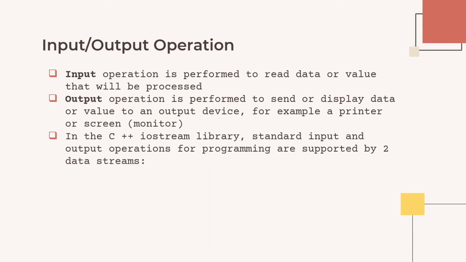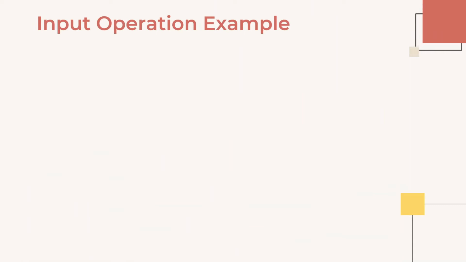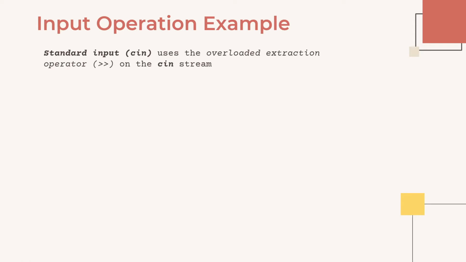In the C++ iostream library, standard input and output operations for programming are supported by two data streams, cin for input and cout for output. Standard input, or cin, uses the overloaded extraction operator on the cin stream. An example of using cin can be seen in the following image. This example waits for input from the keyboard via cin to be stored in the h variable. The cin command will process the input from the keyboard only once, and the enter key must be pressed.